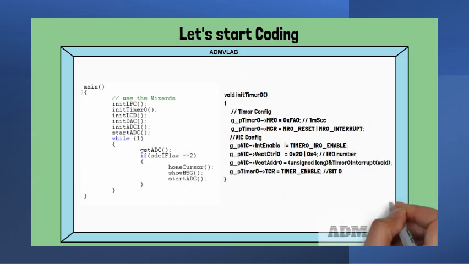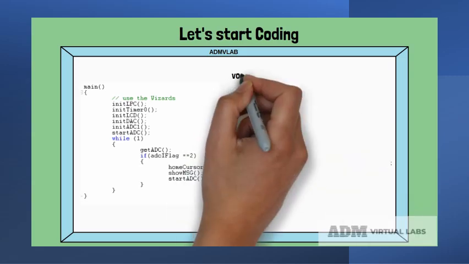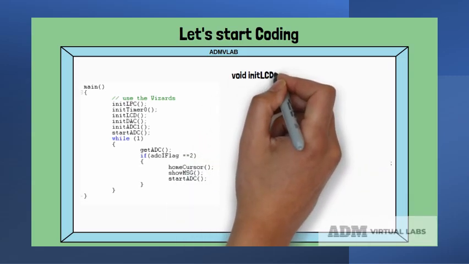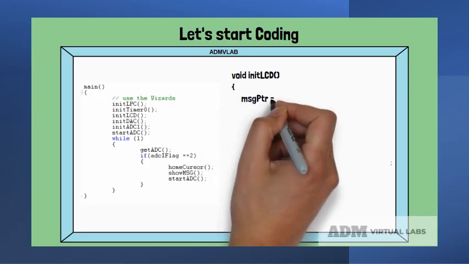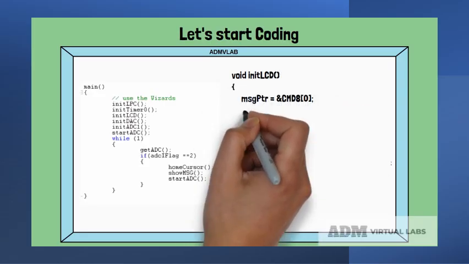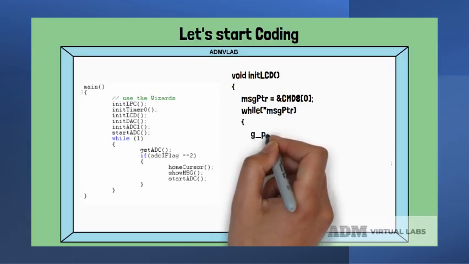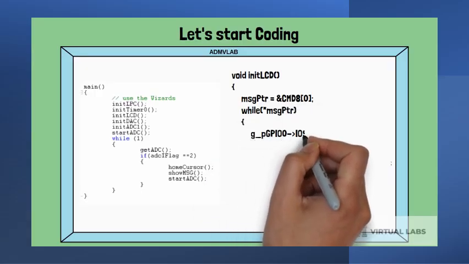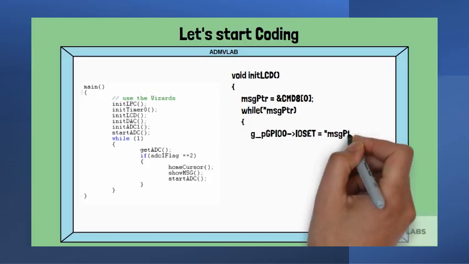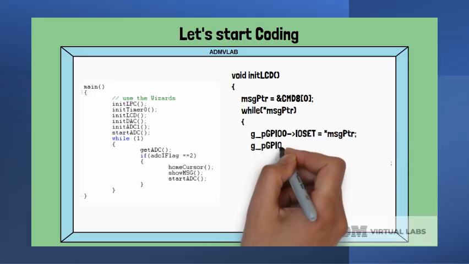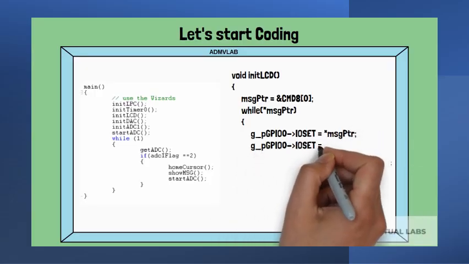The third function initializes the LCD module. We first create a command array named CMD8 which has all the commands written to the LCD controller. The LCD pointer is initialized to the first location in the command array. The pointer is incremented until the end of array is reached.